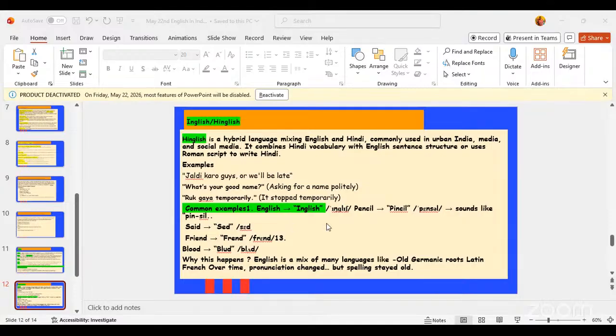Common examples of Indian English are pencil, which sounds like pencil dena. They say said as S-E-D, pronounced S-E-D. Friend is pronounced as friend, and blood is pronounced as blood. Why this happens: English is a mixture of many languages, like old Germanic roots, Latin, and French. Over time the pronunciation changed, but the spelling stayed old.